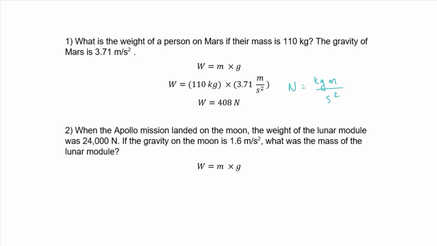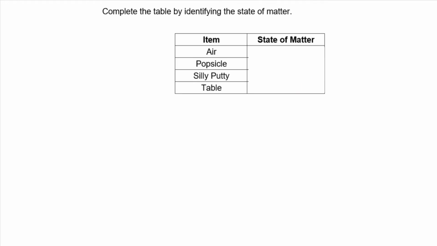So in this case, we know the weight, so let's plug in our 24,000 newtons there. We don't know the mass, but we do know our gravity is 1.6 meters per second squared. We simply solve for mass, and we get our mass as 1.5 times 10 to the fourth kilograms. Let's do a little bit of work identifying states of matter. Here is a table with different items in it, and we just want to identify the state of matter of each of these items. So our answer is either going to be solid, liquid, or gas for each of these.